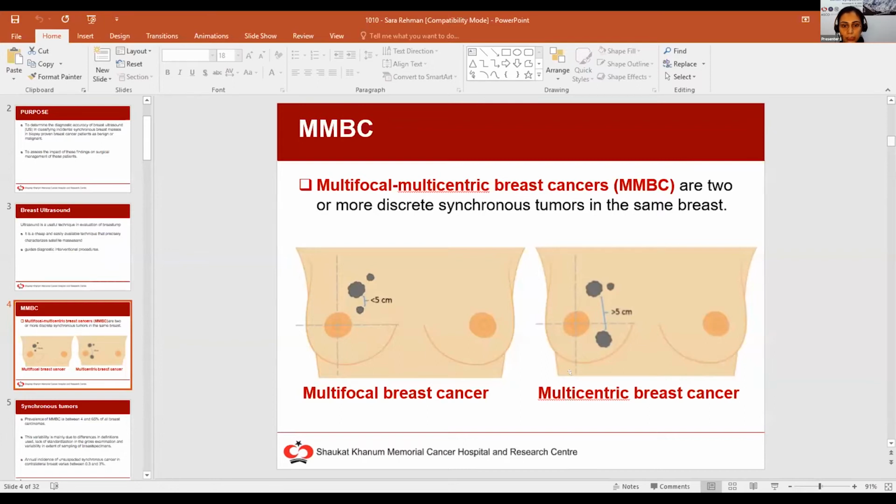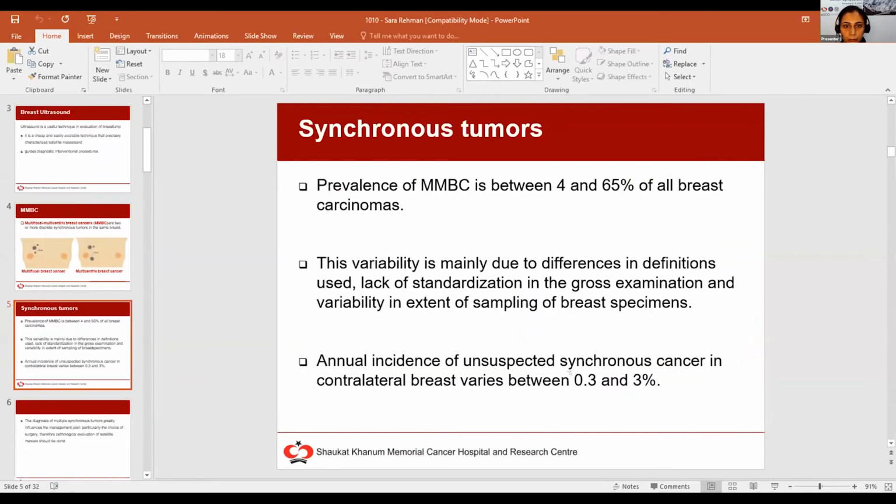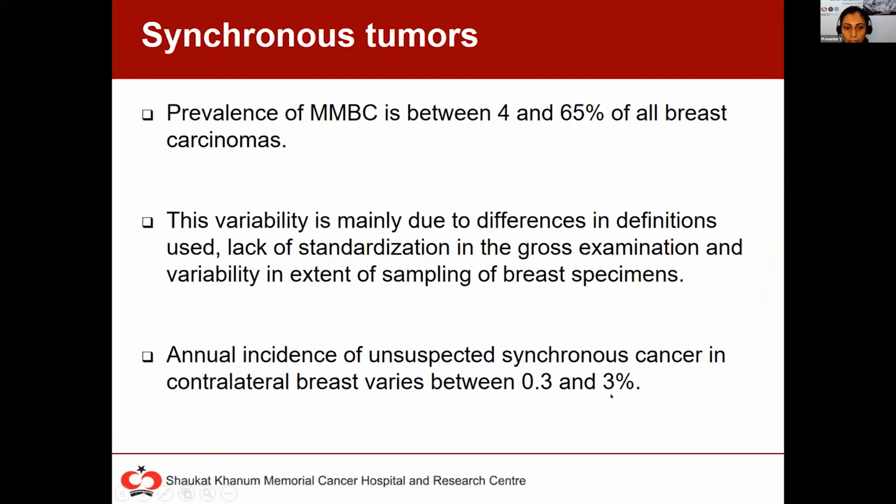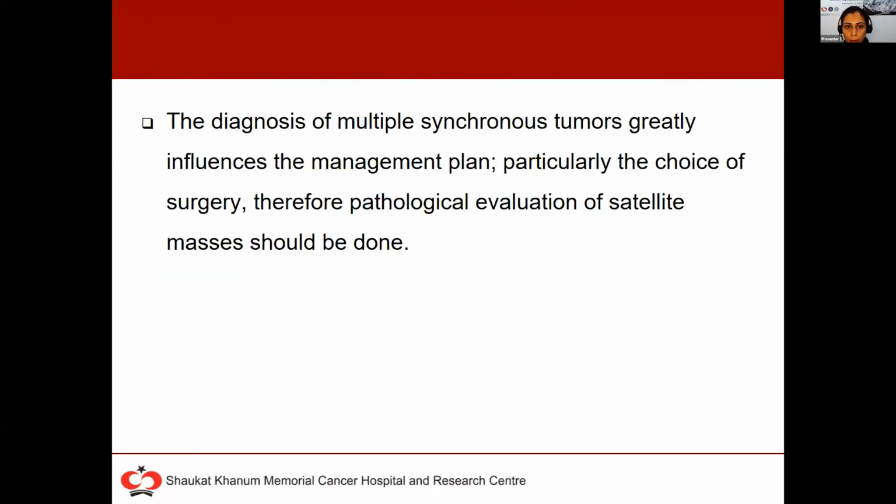Multifocal multicentric breast cancers are 2 or more discrete synchronous tumors within the same breast. We call them multifocal if they are in the same quadrant with less than 5 centimeters of interlesional distance. And it is termed multicentric when they are in opposite quadrant with more than 5 centimeters of interlesional distance. Synchronous tumors have an incidence of 4 to 65% of all breast carcinomas. And this variability is due to differences in synchronicity definition and the pathological variability in sampling of breast specimens. While the annual incidence of contralateral breast cancer is from 0.3 to 3%.